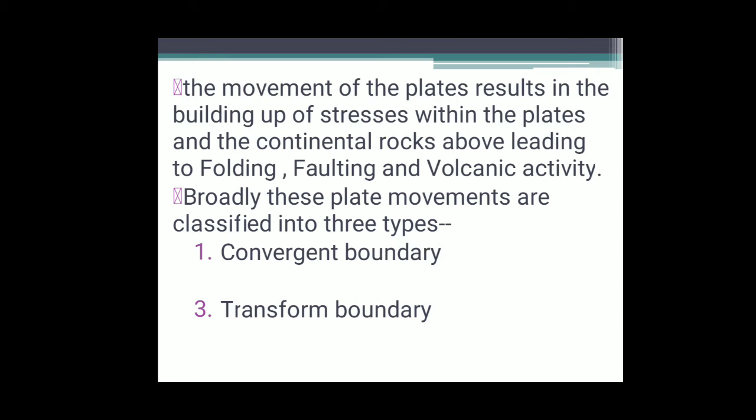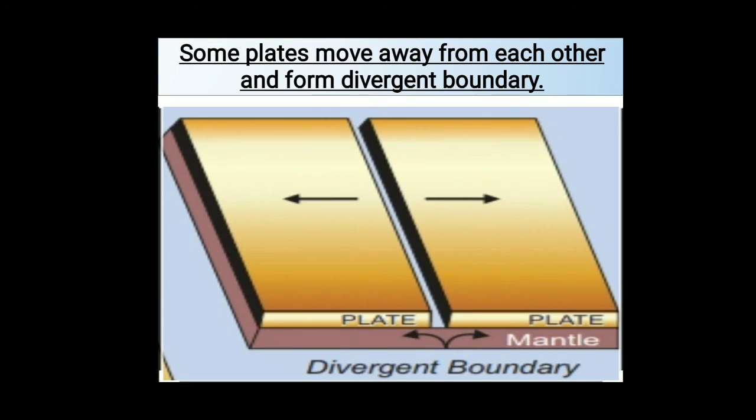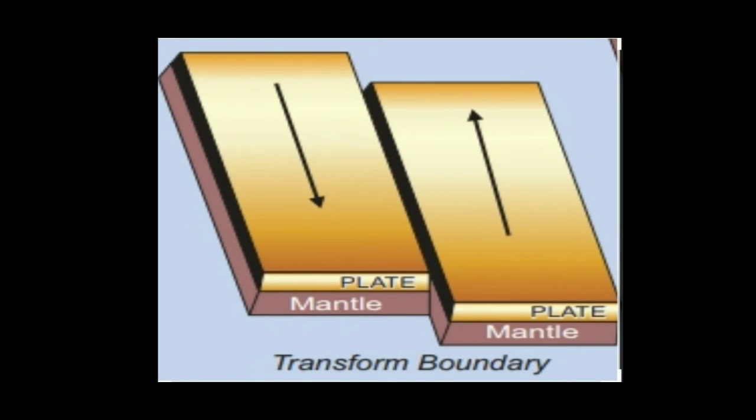Broadly, these plate movements are classified into three types: convergent boundary, divergent boundary, and transform boundary. So, tectonic plates move in different manners. When we talk about a convergent boundary, some plates come towards each other and form a convergent boundary. Some plates move away from each other and form a divergent boundary. Then the transform boundary.